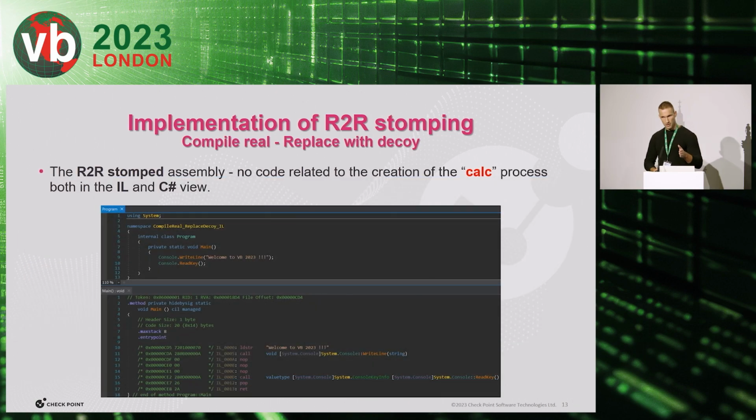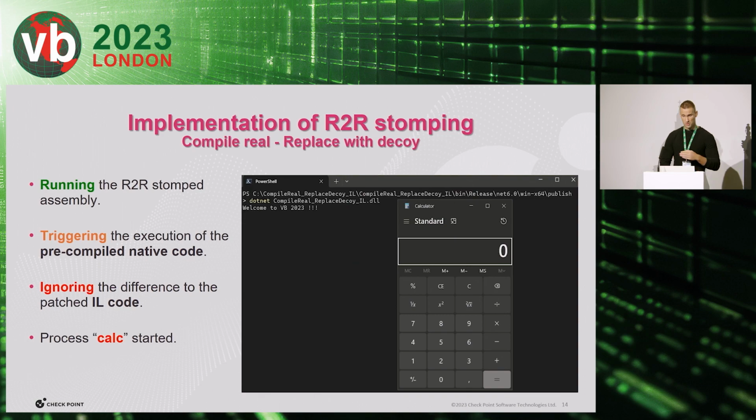Here is the view in dnSpyEx, again, where we are checking our already ready-to-run stomped assembly, and we can compare the IL view and C# view. We can't see any kind of reference or method invocation of some calculator process. But once we try to execute it, we will trigger the precompiled native code, absolutely ignoring the difference to the patched IL code, and process calculator started.